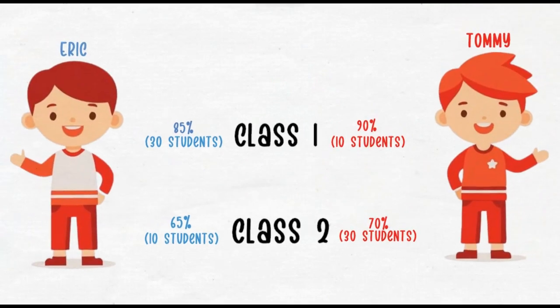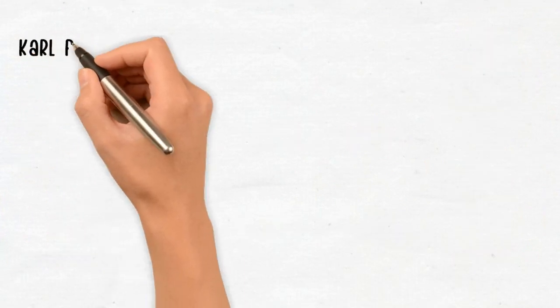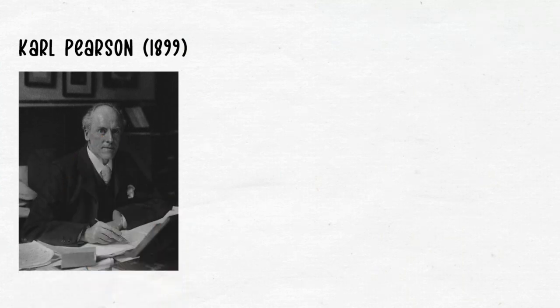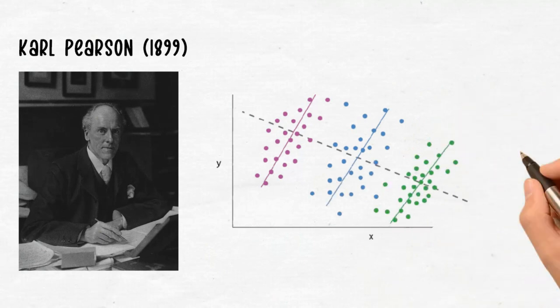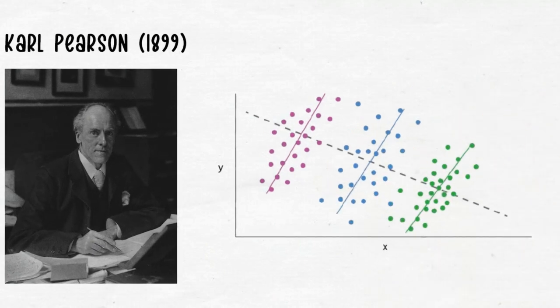So if Tommy's students are doing better in both classes, why does Eric have a higher overall class average? In order to answer this question, we need to go back to 1899 where Karl Pearson first noticed that trends in smaller groups can disappear or even reverse when combined.